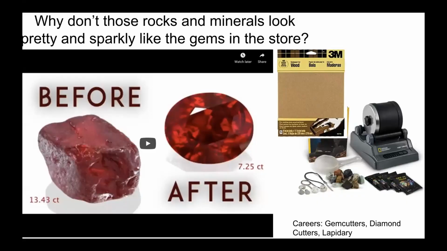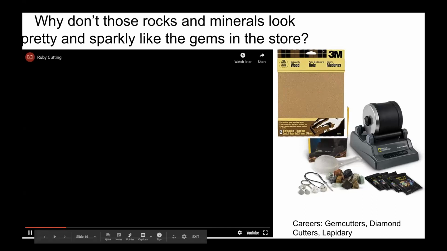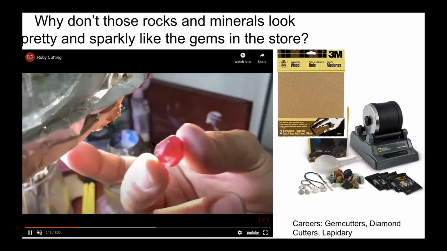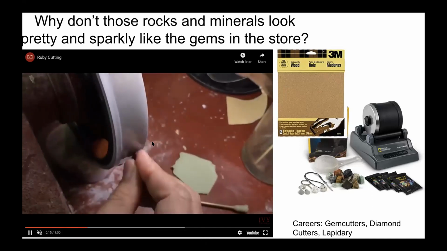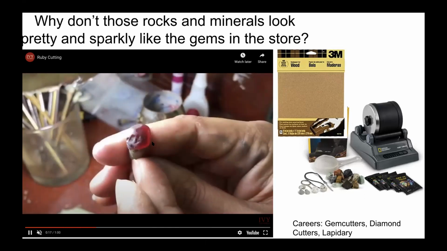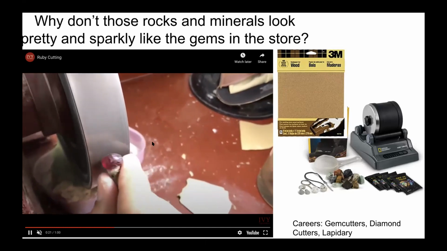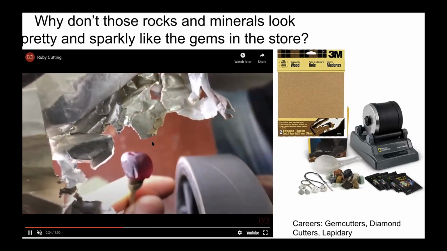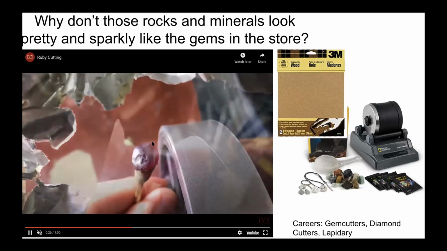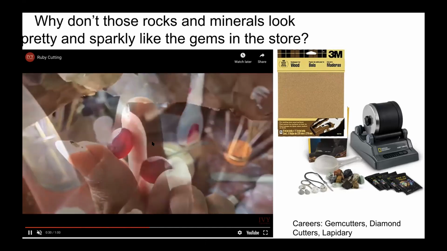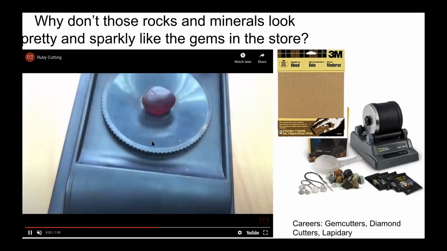So often, as I mentioned before, people wonder, well, why don't those rocks and minerals look pretty and sparkly like the gems in the store? So if you look at this little video, you'll see how this person is cutting and shaping, polishing, and cleaning those raw stones to make them look pretty and sparkly. So careers that people that do this, they're called gem cutters, diamond cutters, or a lapidary. They're just a person that polishes and prepares those stones to make them worthy enough to be put into jewelry.